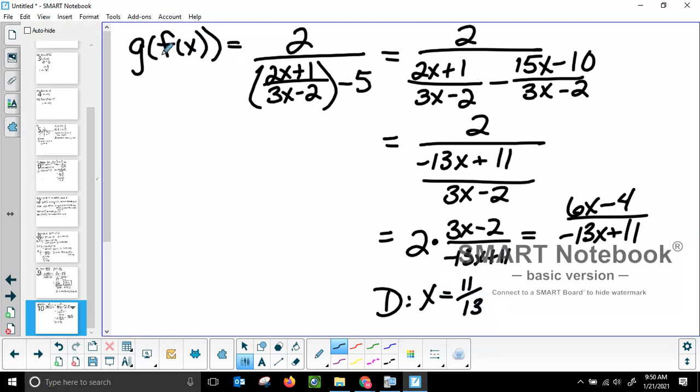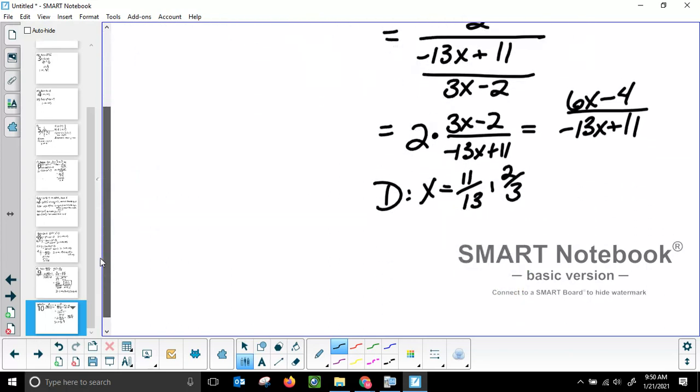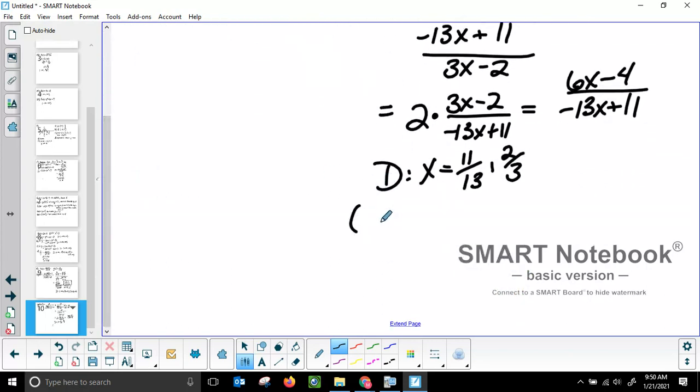Then, of course, we have to check the original inside function, which is this 2x plus 1 over 3x minus 2. Whatever makes this denominator 0, we're not allowed to have either. All right, so set that equal to 0, add 2, divide by 3. All right, 2/3 is not allowed either. All right, so in interval notation, this would be negative infinity to 2/3, I think. Which one of those is larger? That's a good question. I'm going to guess 11 over 13.